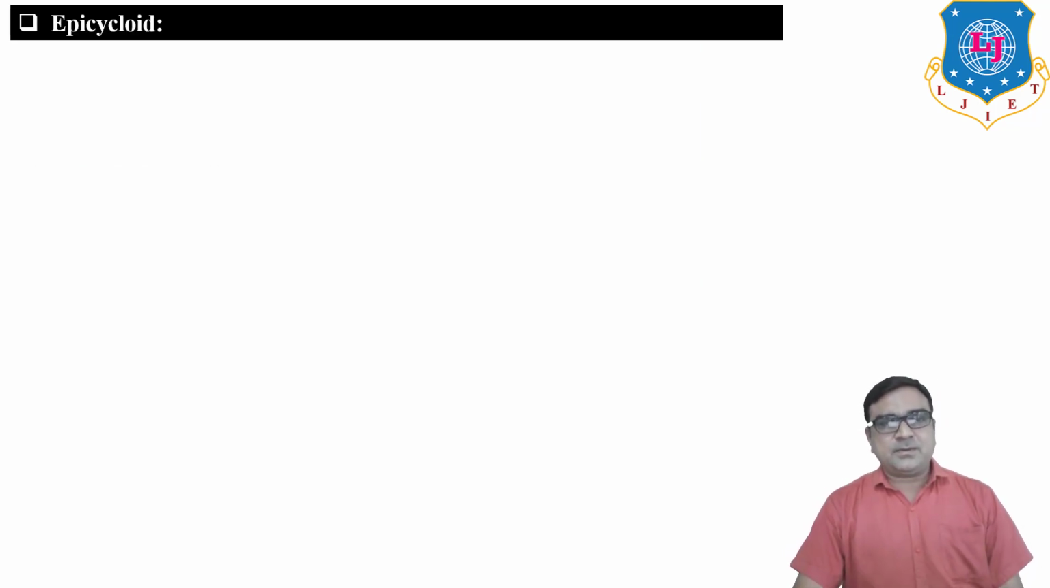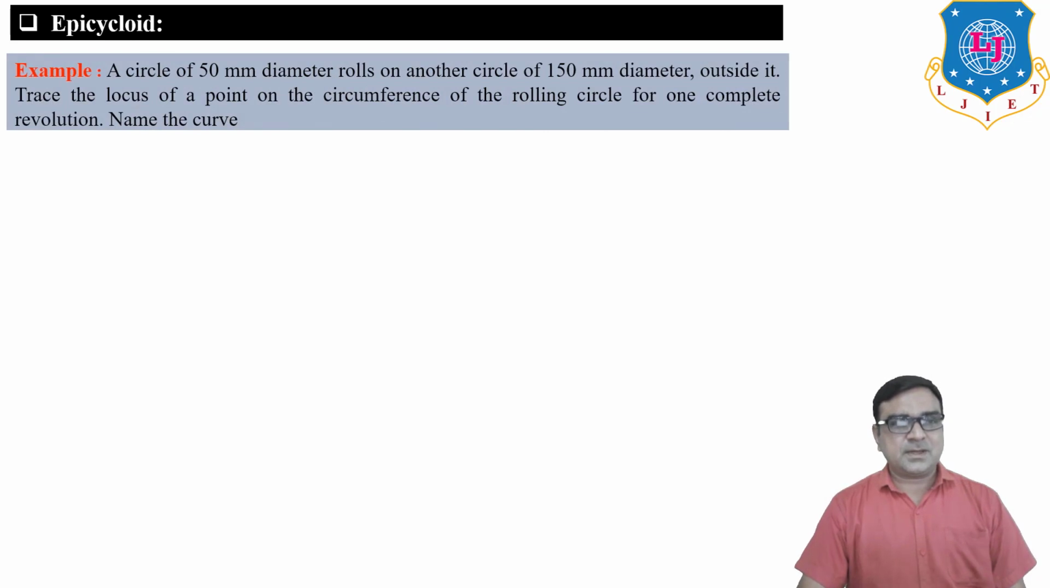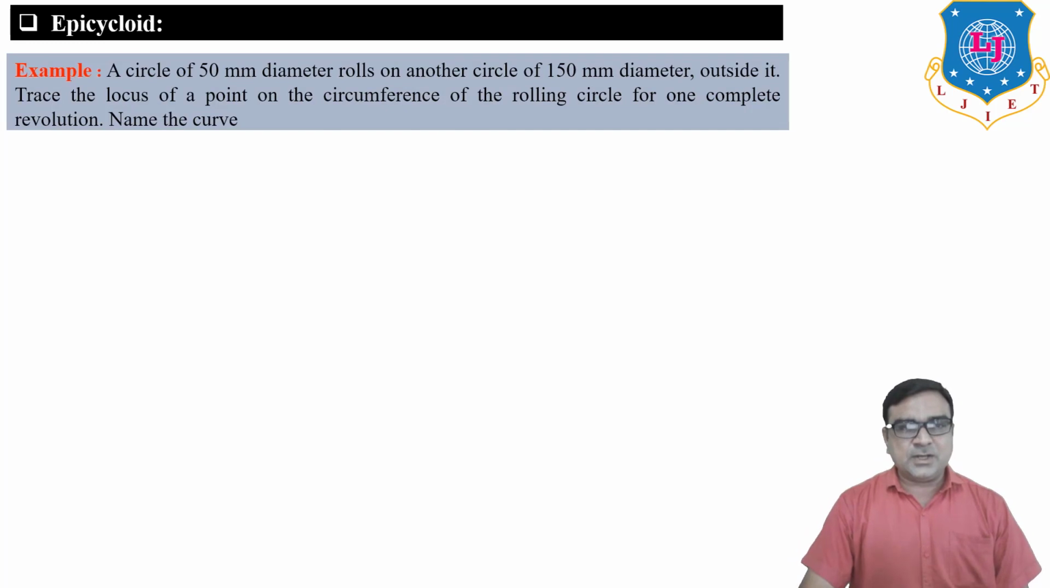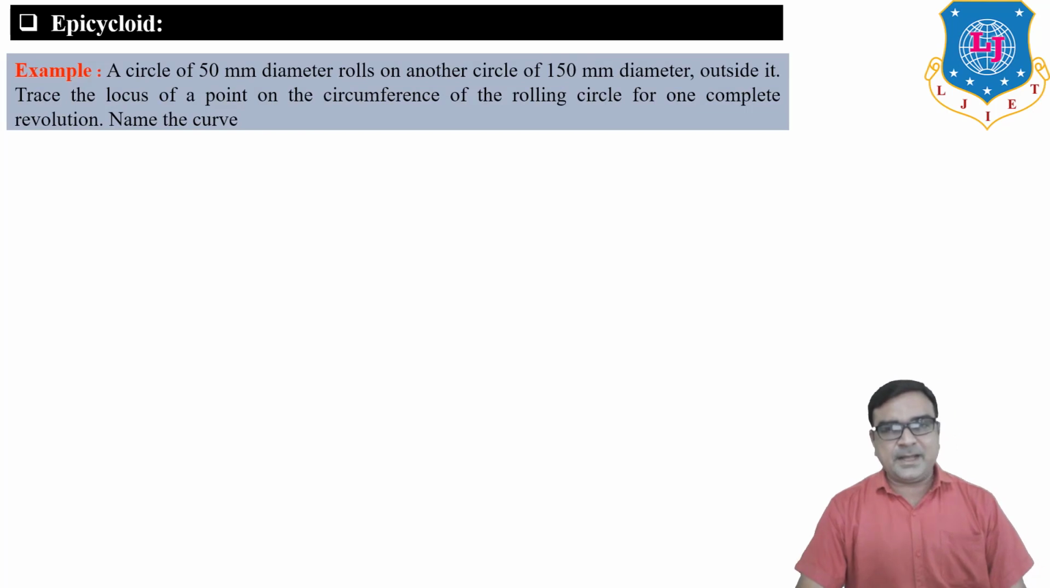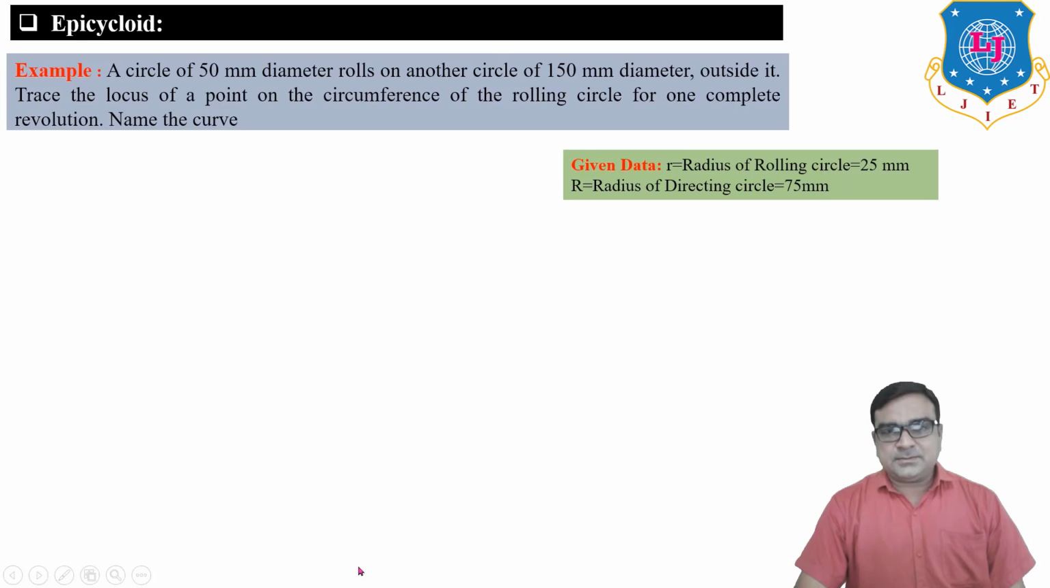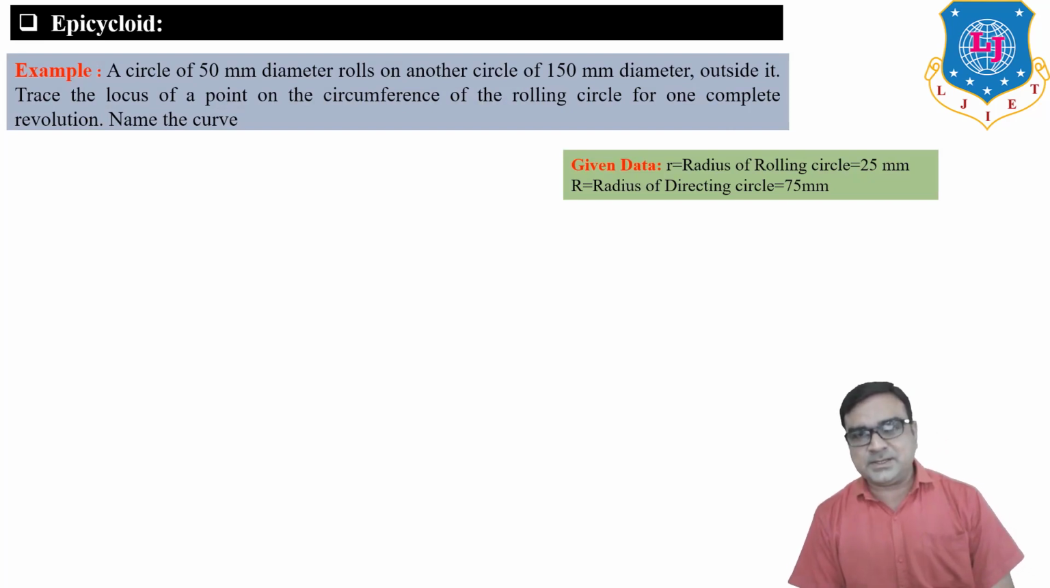So let us see one problem regarding the epicycloid curve. A circle of 50 mm diameter rolls on another circle of 150 mm diameter outside it. Trace the locus of a point on the circumference of the rolling circle for one complete revolution. Name the curve. So in the given data, we have the radius of two different circles. The radius of the rolling circle is 25 mm and the radius of the directing circle is 75 mm.